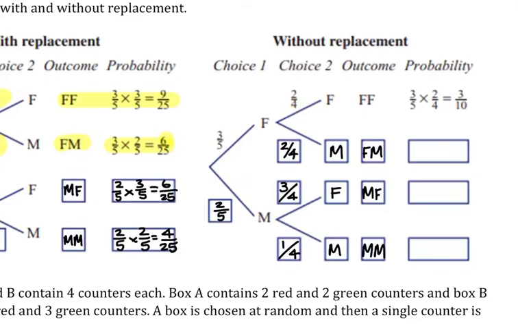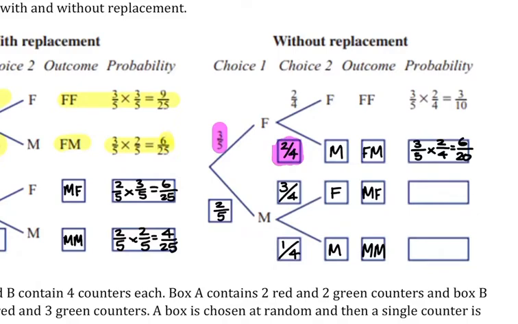So to find our probability, what we have to do is multiply our branches together. So for our first probability of female-female, we multiply our 3/5 by our 2 over 4 to get 3 over 10. So for our probability of female-male, we'll multiply our branch of females times our branch of male together. So we'll go 3 over 5 times 2 over 4, which equals 6 over 20. So that is our probability there.